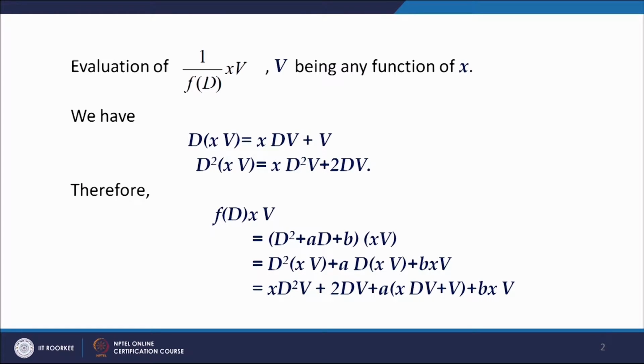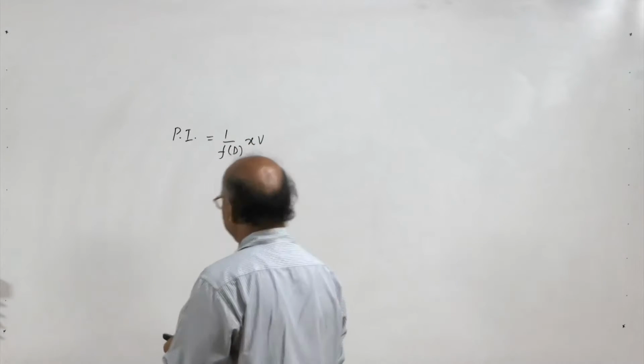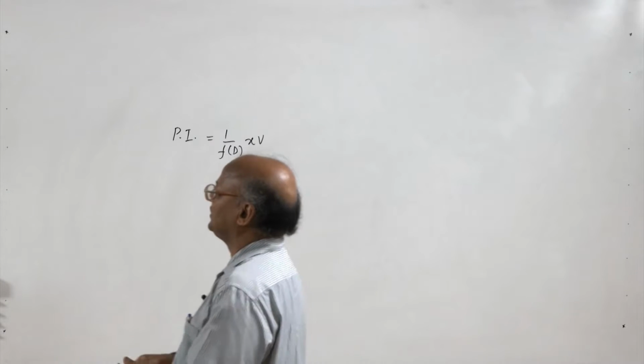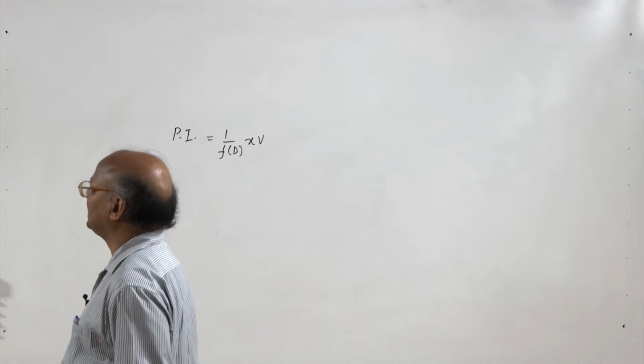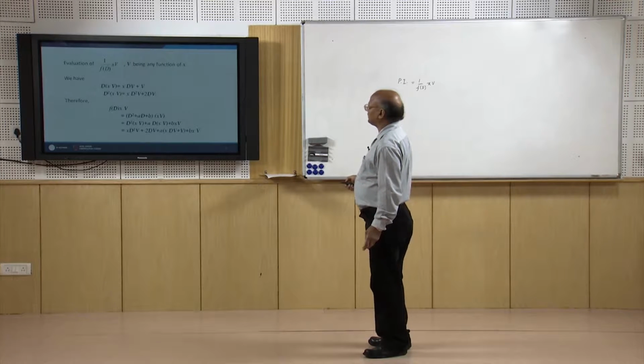So, the particular integral in the case when R(x) is x into b. When you differentiate x into b, what we get is x into Db plus b, because b is any function of x. Then D squared, when you operate on x into b, you get x D squared b plus 2 Db. Since f(D) is D squared plus alpha D plus beta, here I have taken D squared plus aD plus b.